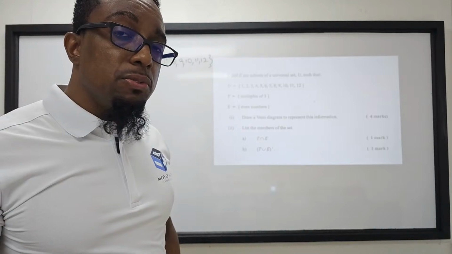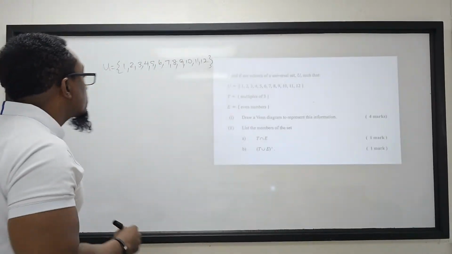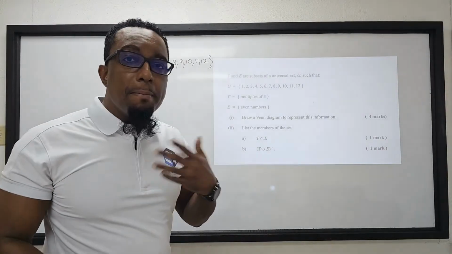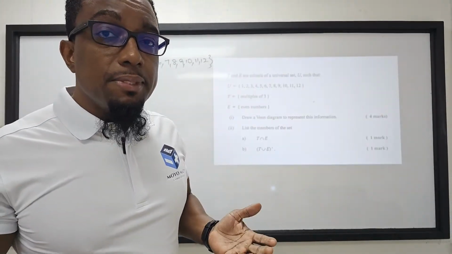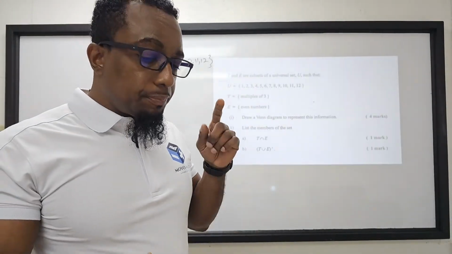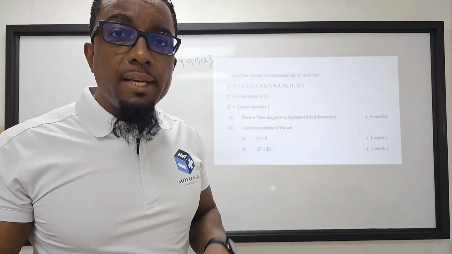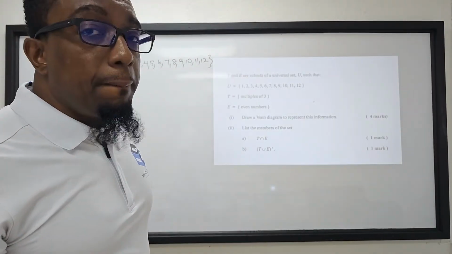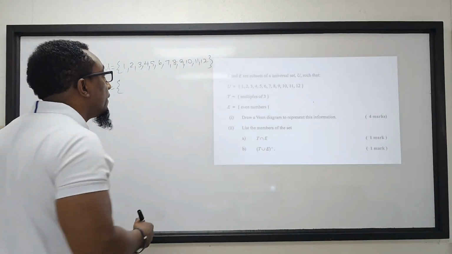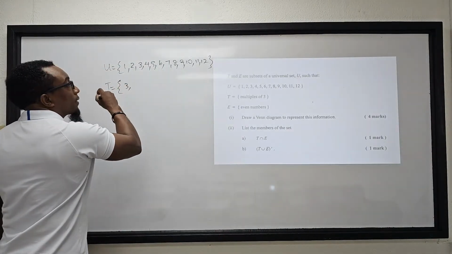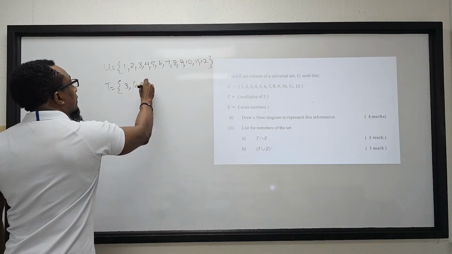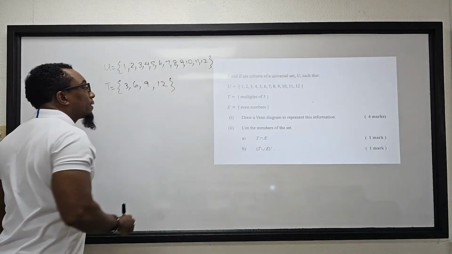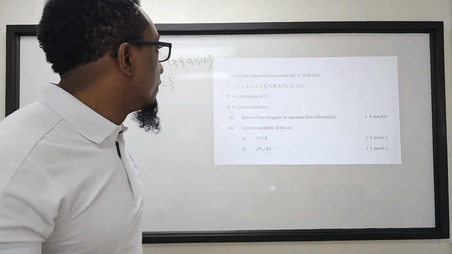So we did multiples when we looked at number theory last week. So T is multiples of 3. What are multiples of 3? Think of your 3 times tables. 3 by 1 is 3. 3 by 2 is 6. 3 by 3 is 9. 3 4s are 12. So multiples of 3 from that universal set will be 3, 6, 9, and 12. Those are multiples of 3.